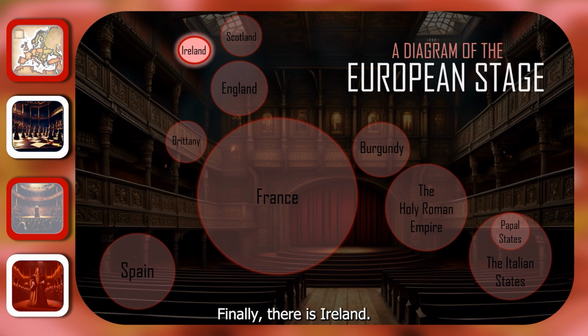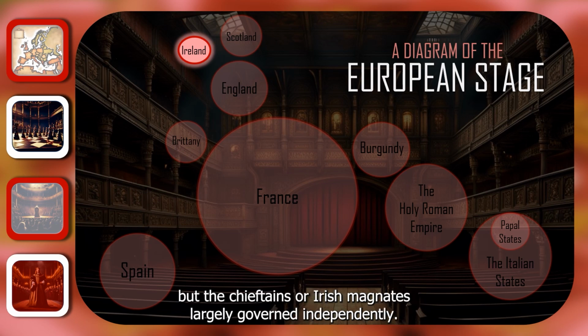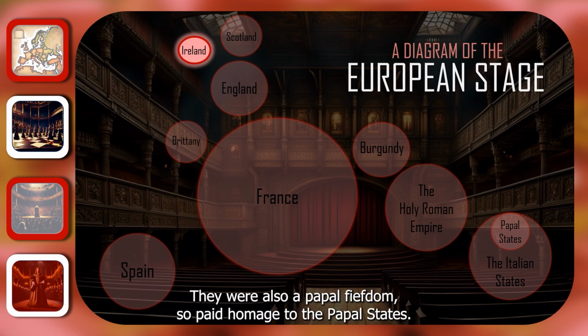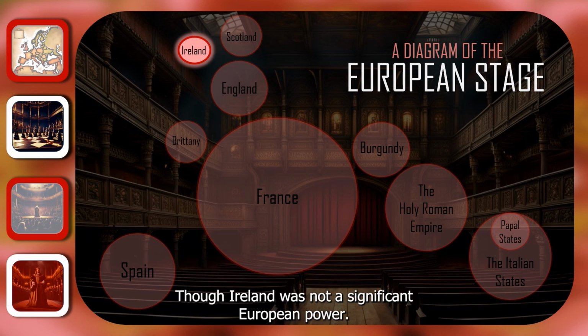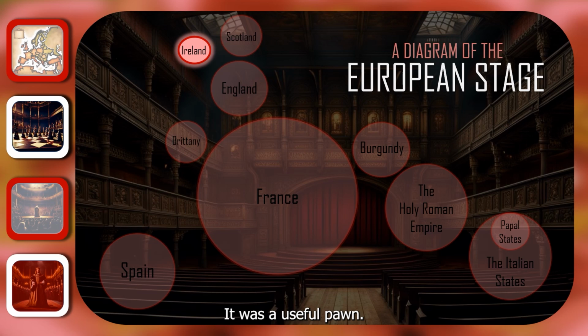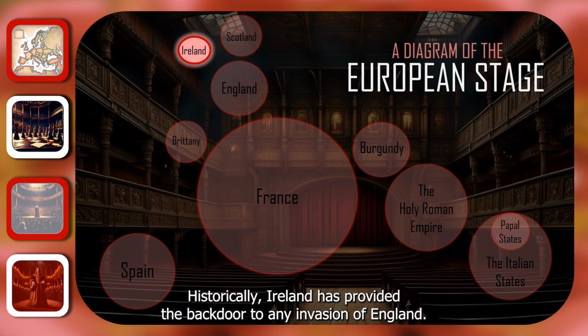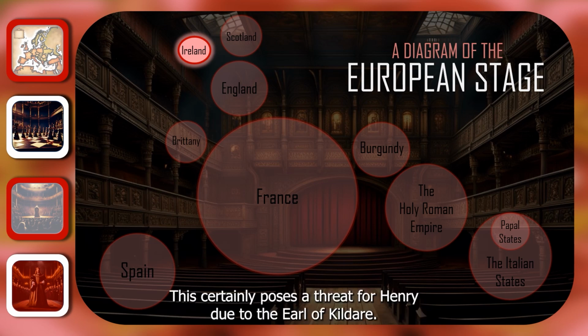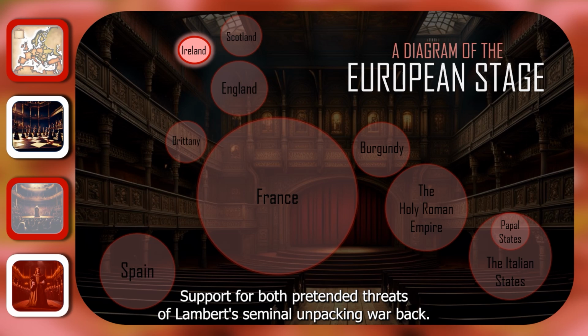Finally, there is Ireland. Henry VII was technically the overlord of Ireland, but the chieftains, or Irish magnates, largely governed independently. They were also a papal fiefdom, so owed homage to the Papal States. Though Ireland was not a significant European power, it was a useful pawn. Historically, Ireland has provided the backdoor to any invasion of England. This certainly poses a threat for Henry due to the Earl of Kildare's support for both pretended threats of Lambert Simnel and Perkin Warbeck.